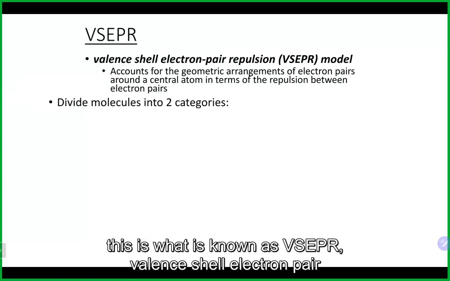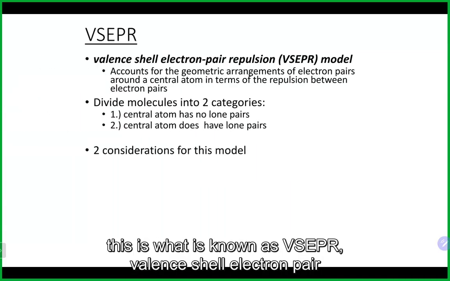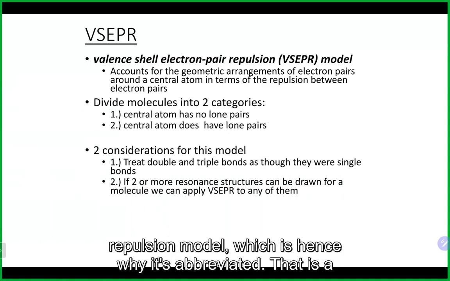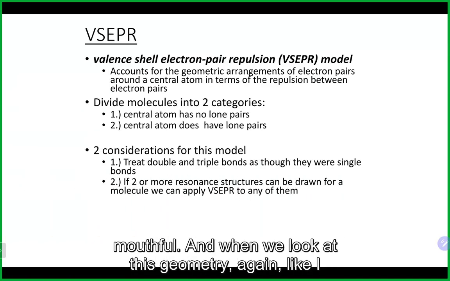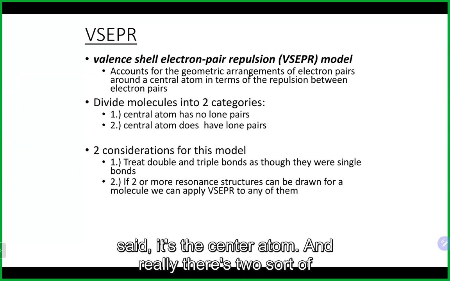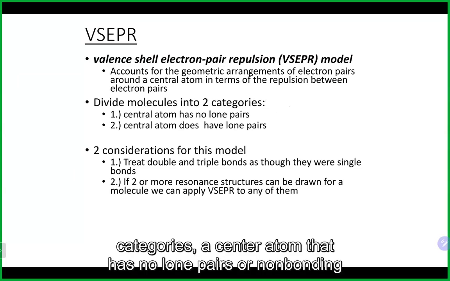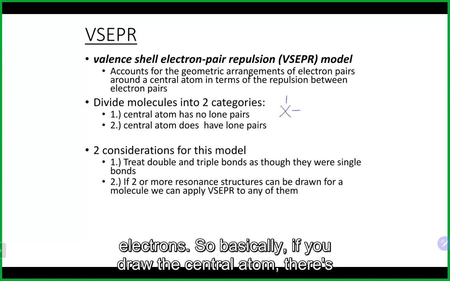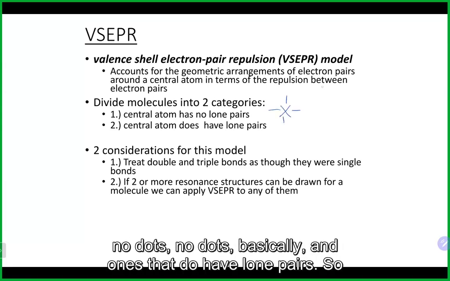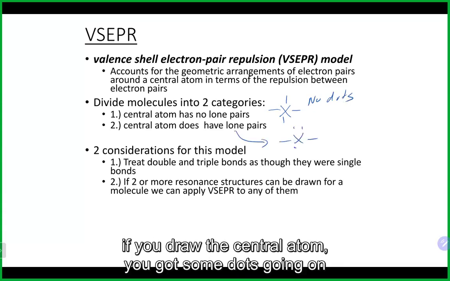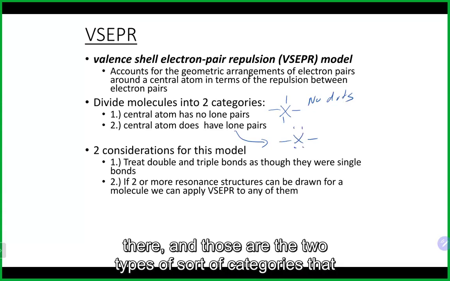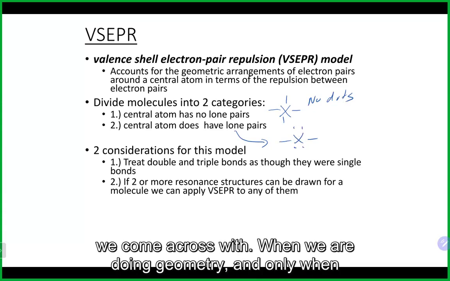So the idea of this is what is known as VSEPR, valence shell electron pair repulsion model, which is hence why it's abbreviated. That is a mouthful. And when we look at this geometry, again, like I said, it's the center atom. And really, there are two sort of categories. A center atom that has no lone pairs or non-bonding electrons. So basically, if you draw the central atom, there are no dots. And ones that do have lone pairs. So if you draw the central atom, you've got some dots going on there. Those are the two types of categories that we come across.